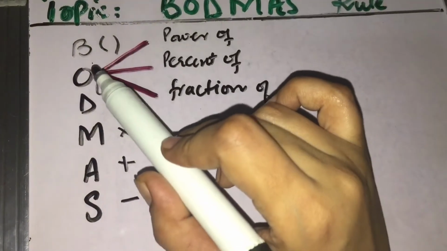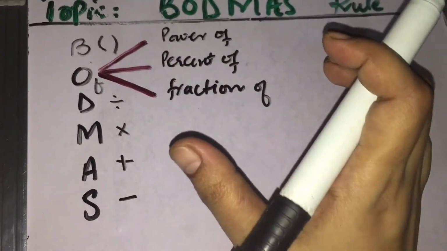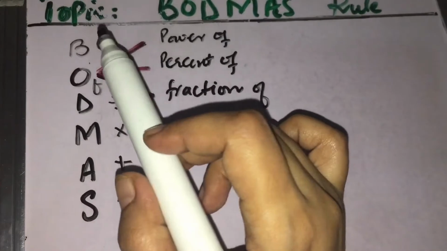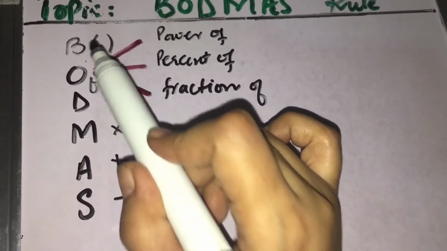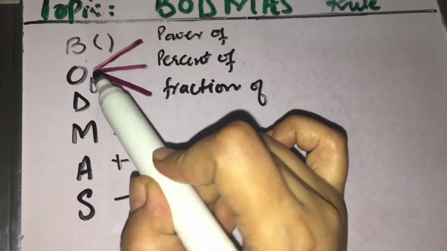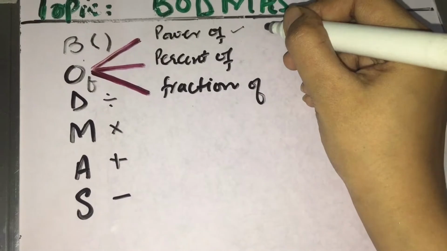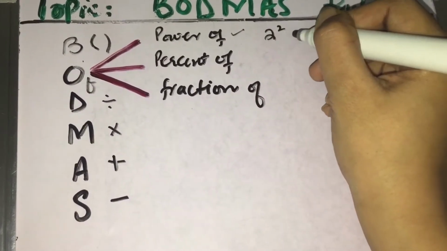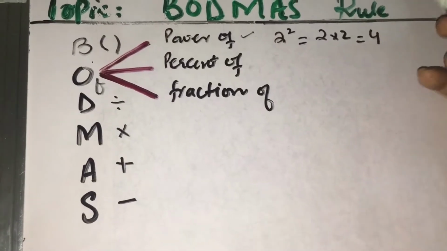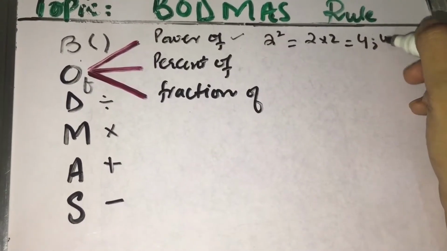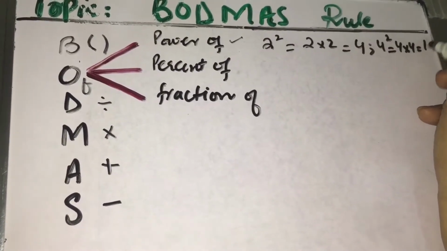Now, bracket means if in any expression you have a bracket, you have to solve the bracket first. Then of. Of means it could be a power of. What does a power of mean? 2 to the power 2 is equal to 2 into 2, which is equal to 4. Or it could be 4 to the power 2, which means 4 into 4 equals 16.